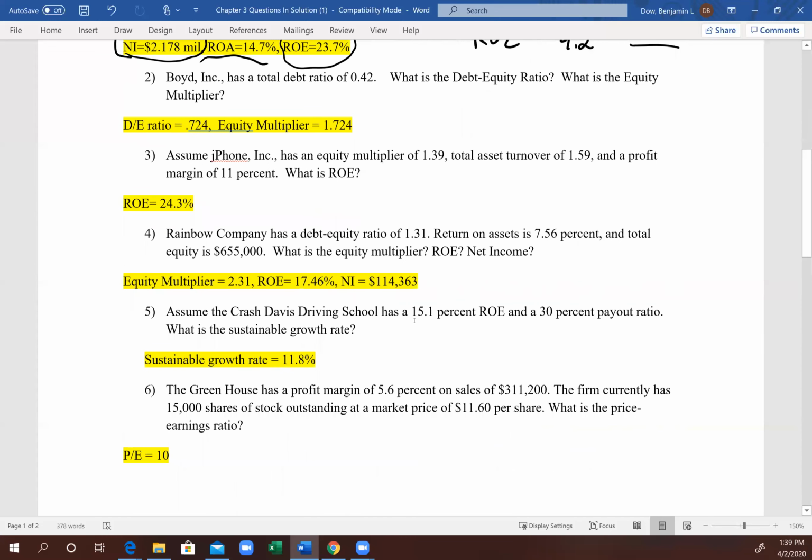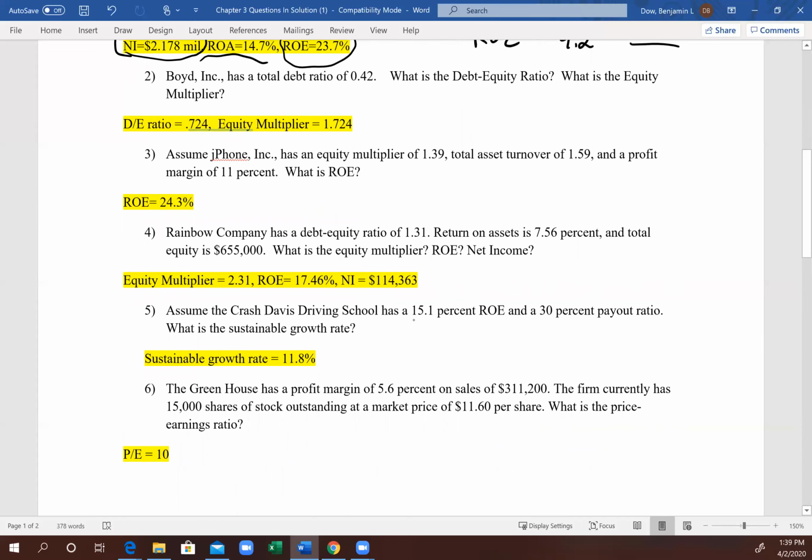All right, remember also, we're not going to have sustainable growth or internal growth rates on the test. I'll try to pick it up in a later chapter.